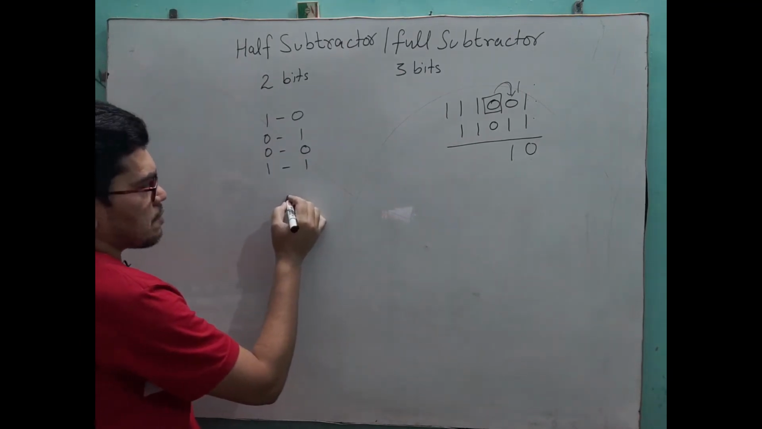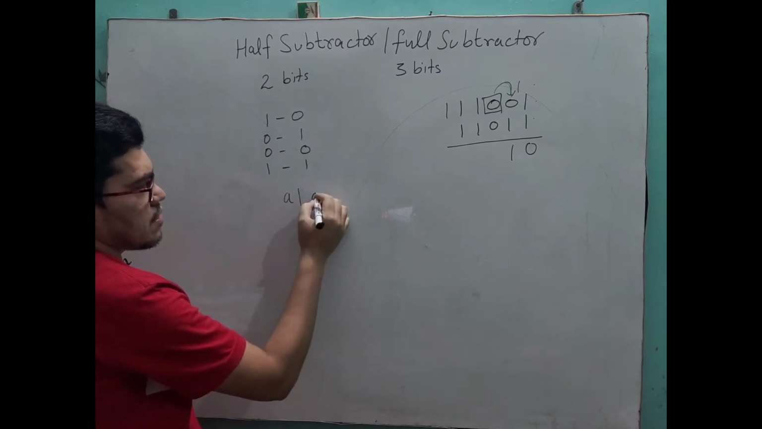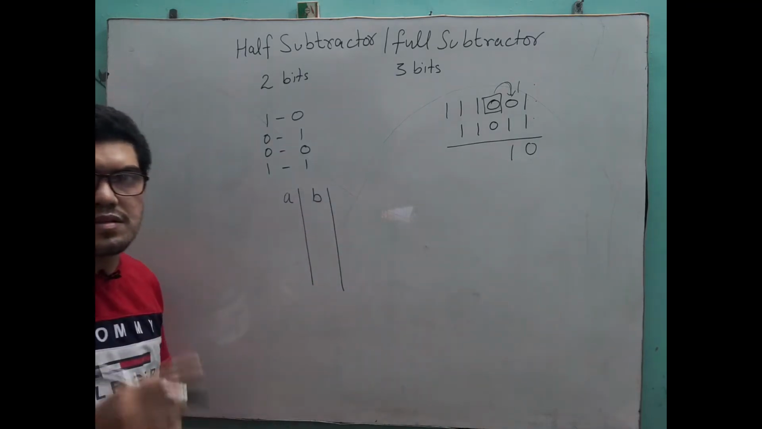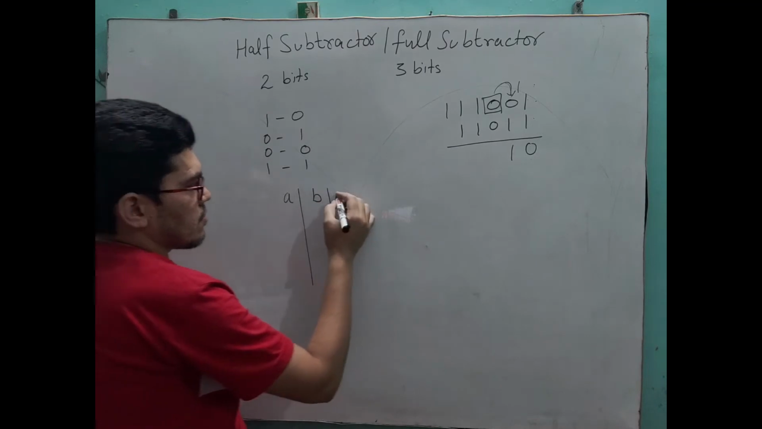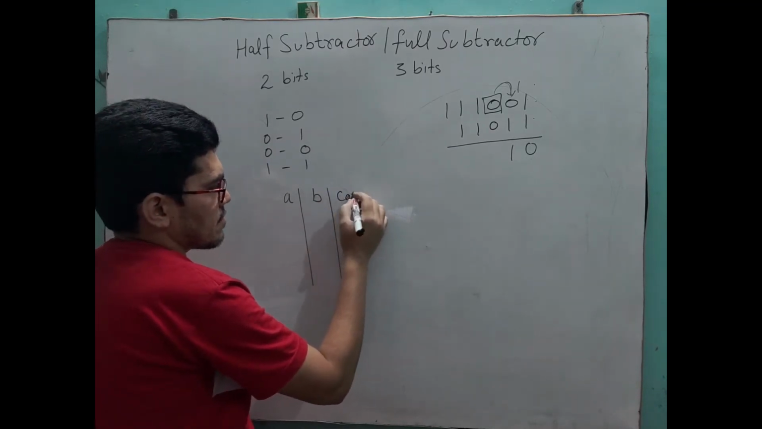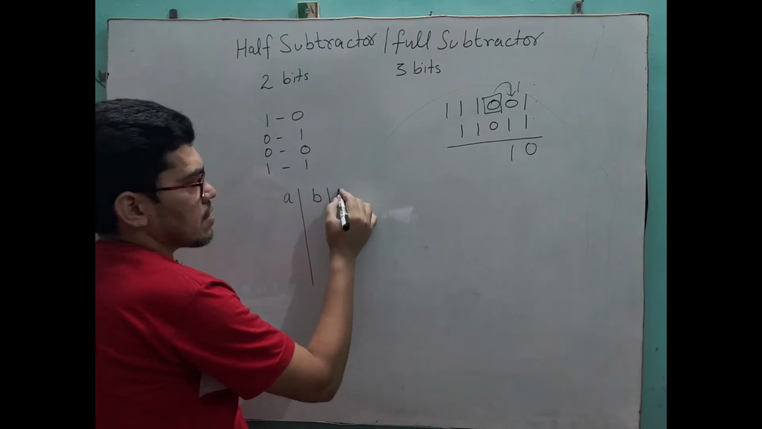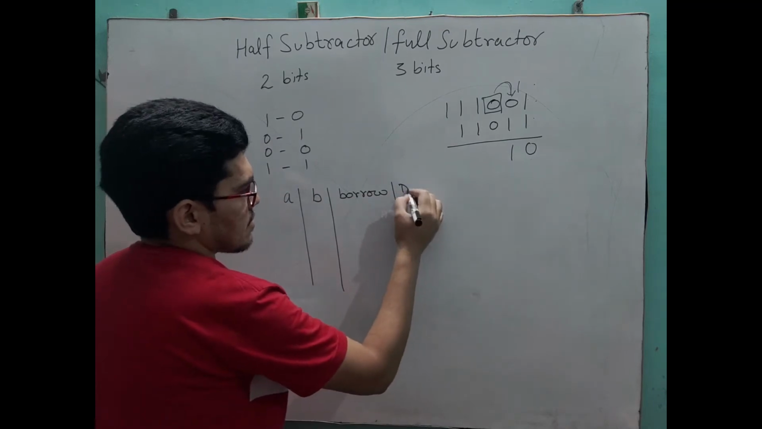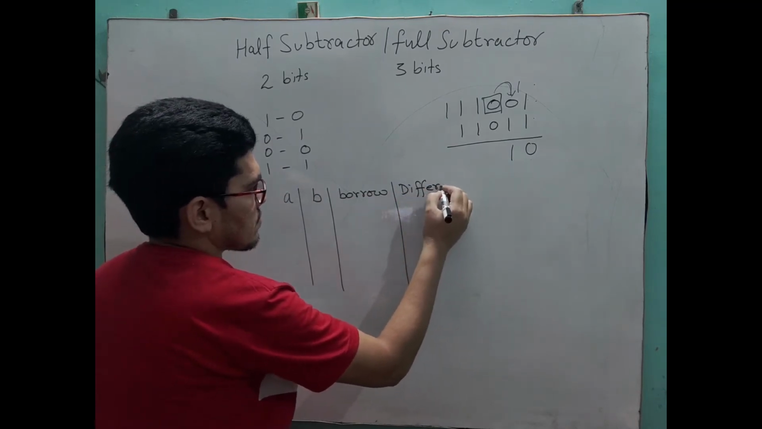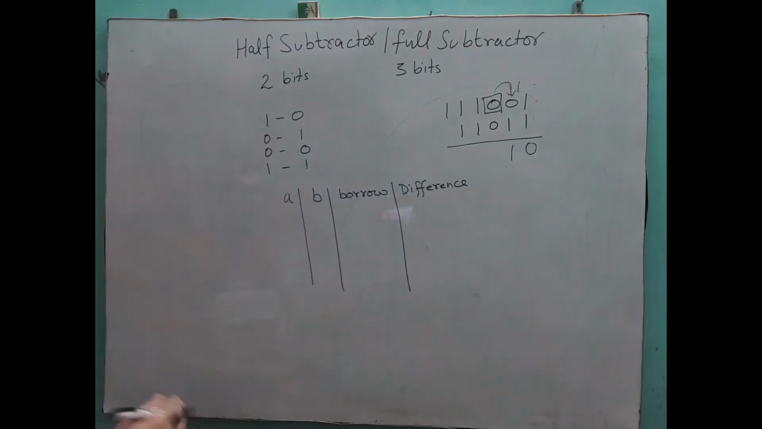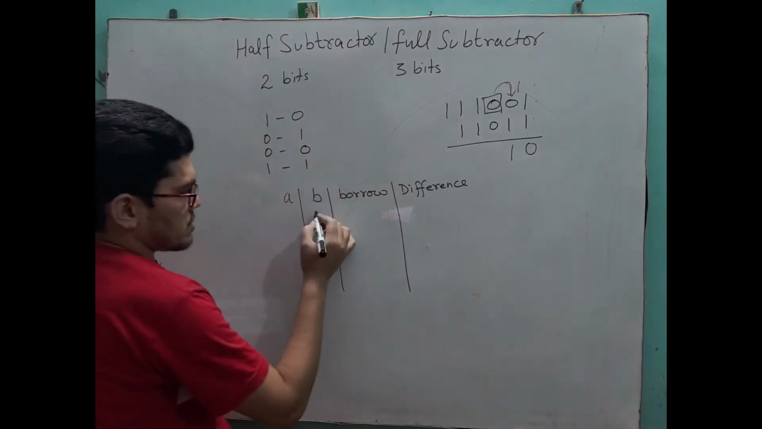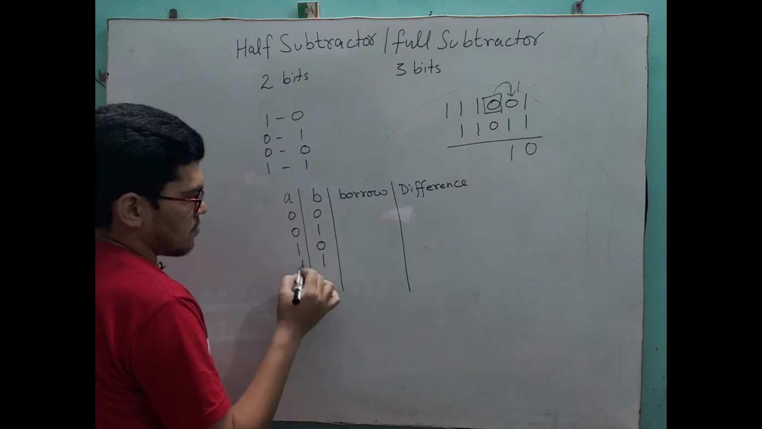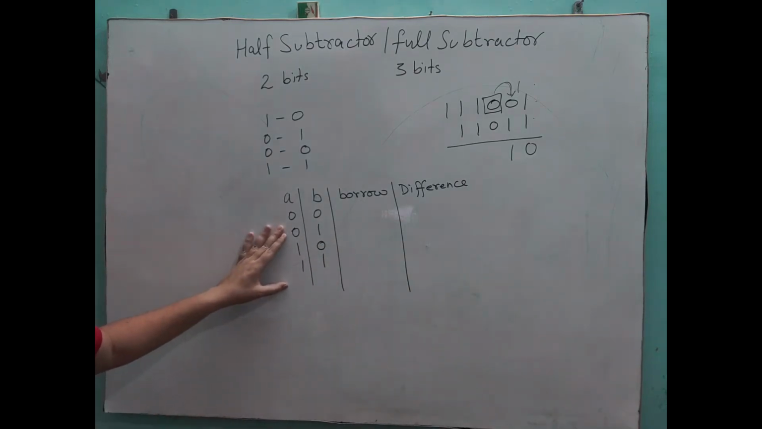So let me make a truth table, A, then B. Here 2 outputs will be there. First is borrow, and second is the difference. So as there are 2 bits, we can make 4 combinations, 0 0 1 1. So only these 4 combinations can be made here.